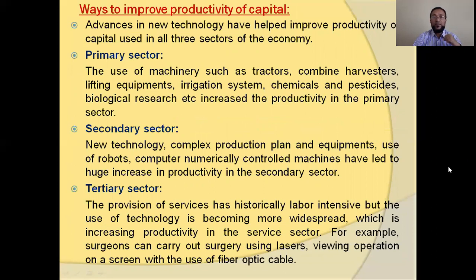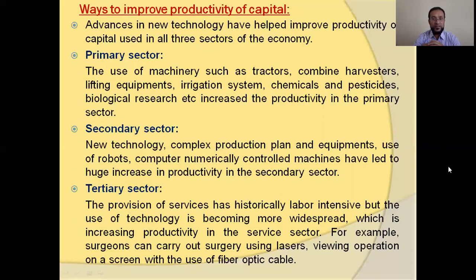Advances in technology have helped improve productivity of the capital used in all three sectors of production. That means advancement in technology. The more advanced the capital, the more advanced the technology, the more productivity there will be. So this advanced technology helps productivity to increase in the primary sector, secondary sector, and tertiary sector.